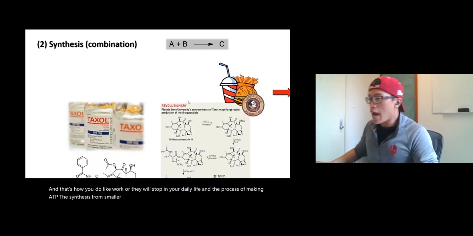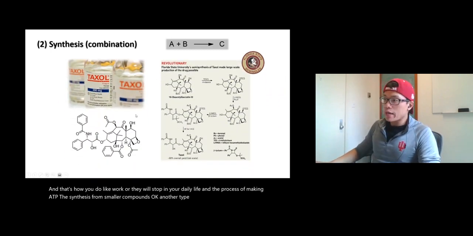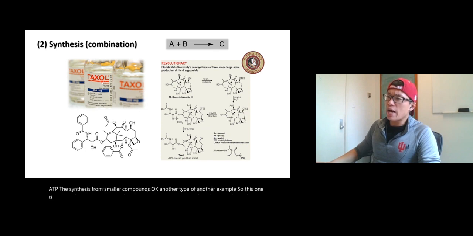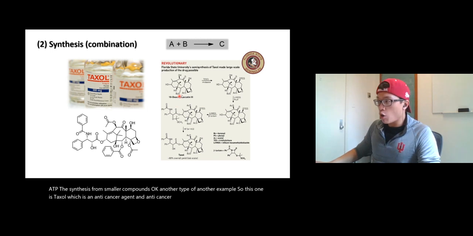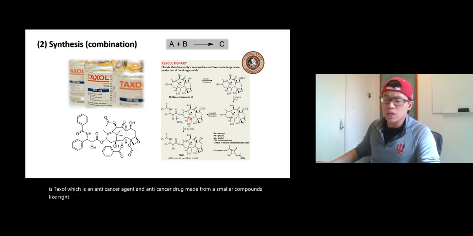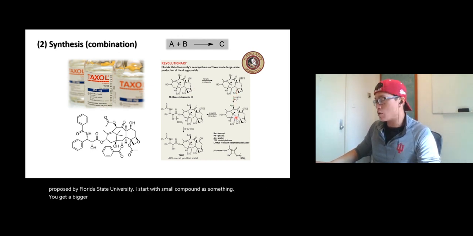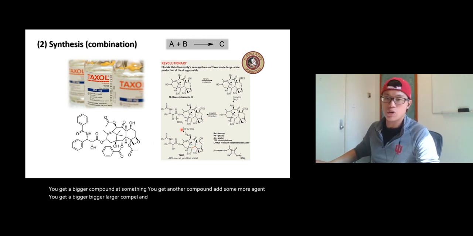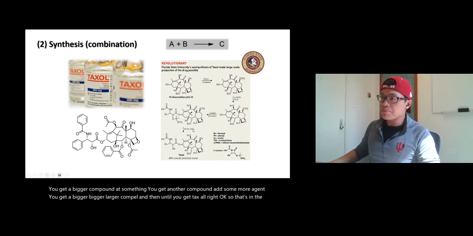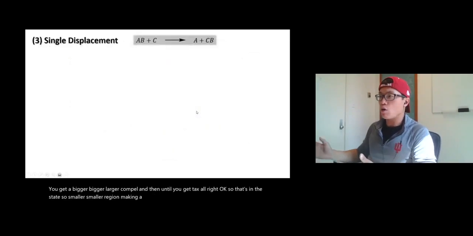Okay. Another example. So this one is Taxol, which is an anti-cancer drug made from a smaller compound. Start right here. So this synthetic route, you learn that in your organic chemistry. It's proposed by Florida State University. All right, start with a small compound, add something, you get a bigger compound, add something, you get another compound, add some more reagent, you get a larger compound, and then until you get Taxol. All right. Okay, so that's synthesis. So smaller reagents making a new reagent, making a bigger compound.